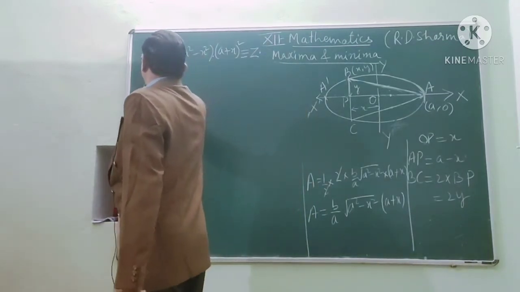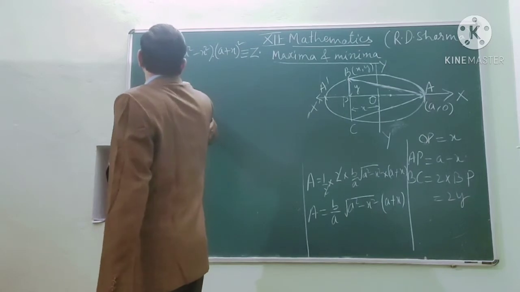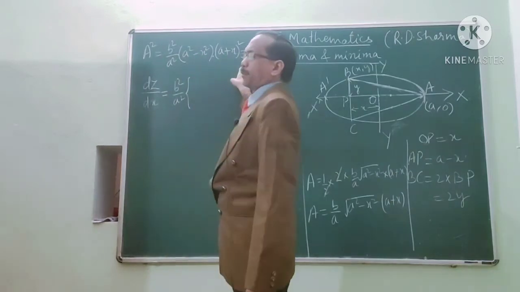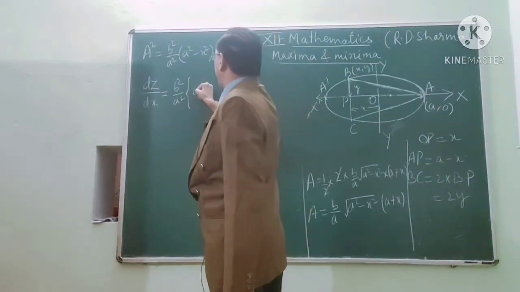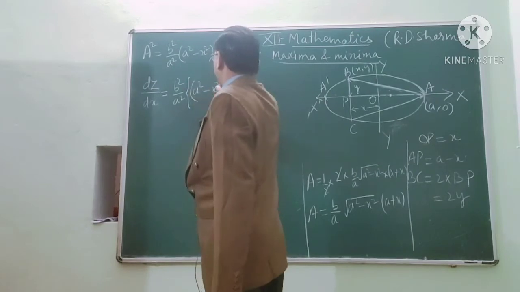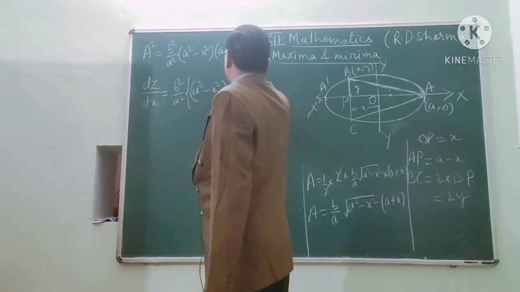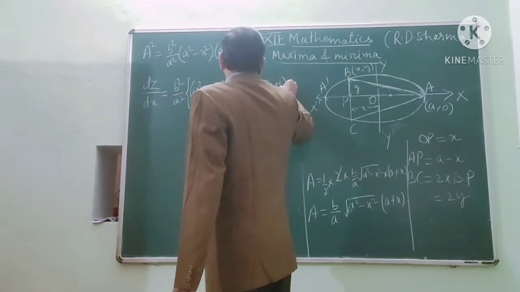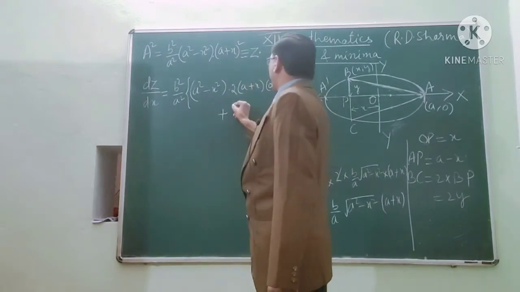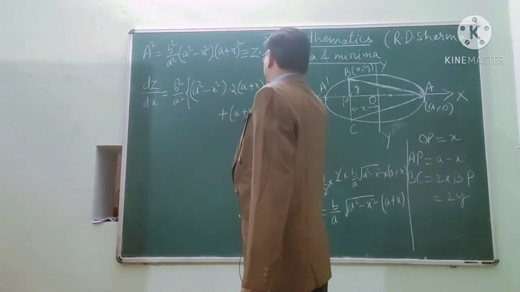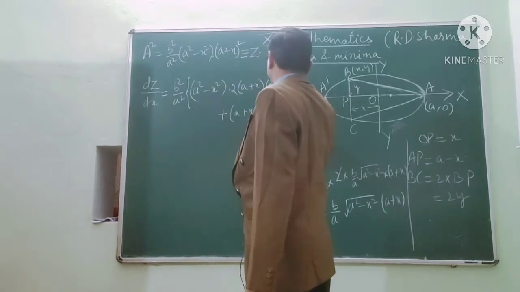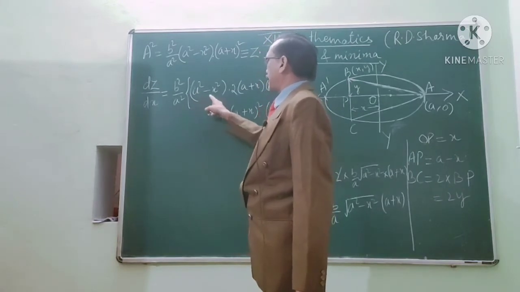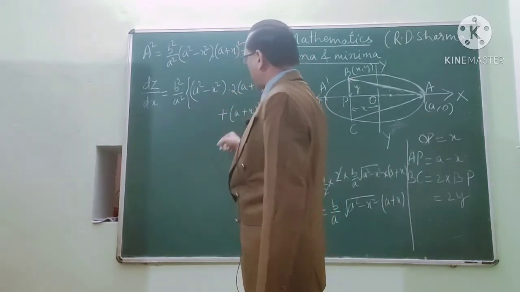So dz over dx, the first order derivative. Here b square upon a square is constant. Now we will apply the product rule to differentiate this. So a square minus x square as it is, differentiate the other part with the chain rule, 2 into a plus x into 1, plus a plus x whole square, and the derivative of the first part is 0 minus 2x. When we factorize a minus x, a plus x, it becomes a whole square.